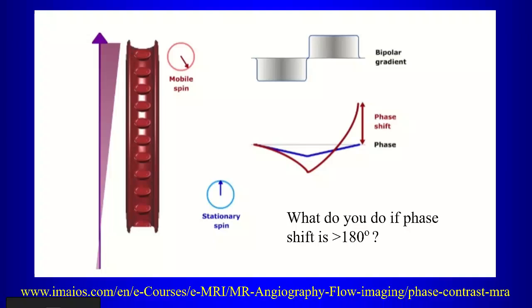What's analogous to that in color Doppler? What do you do in Doppler if you get aliasing? What do you change?